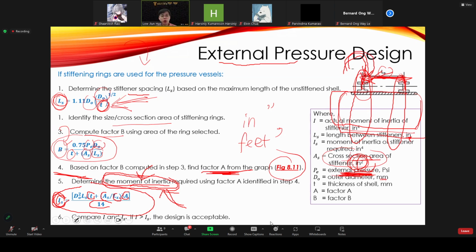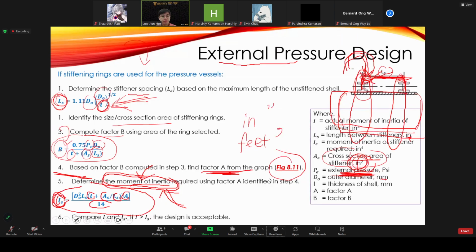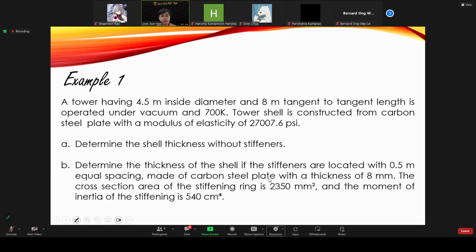Okay, I assume no question. Okay, then now we proceed. Now we look at this example. I give you 1 minute to read the example here.